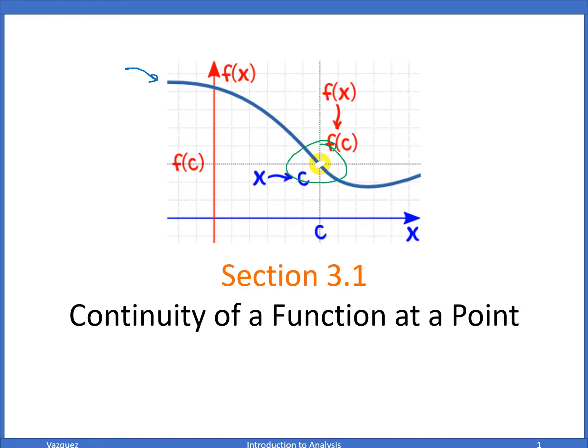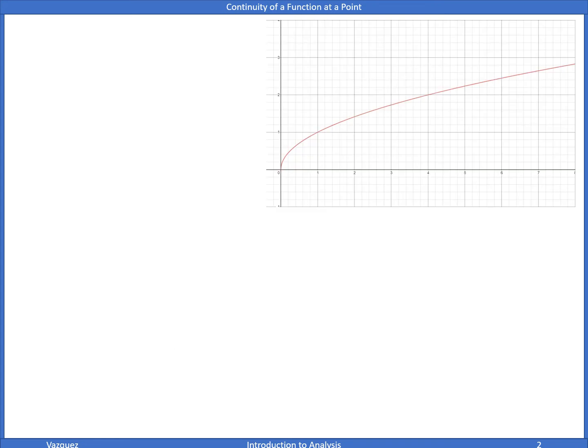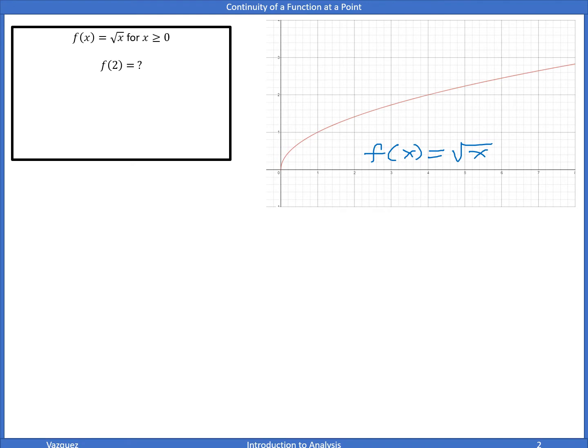This point here didn't have to exist, or sorry, didn't have to be defined, right? And with continuity, we bring that point back into the picture, as you probably may know. So, for example, if we have the function f of x equals square root of x. Oh, and I should mention, this function is defined for x greater than or equal to 0.